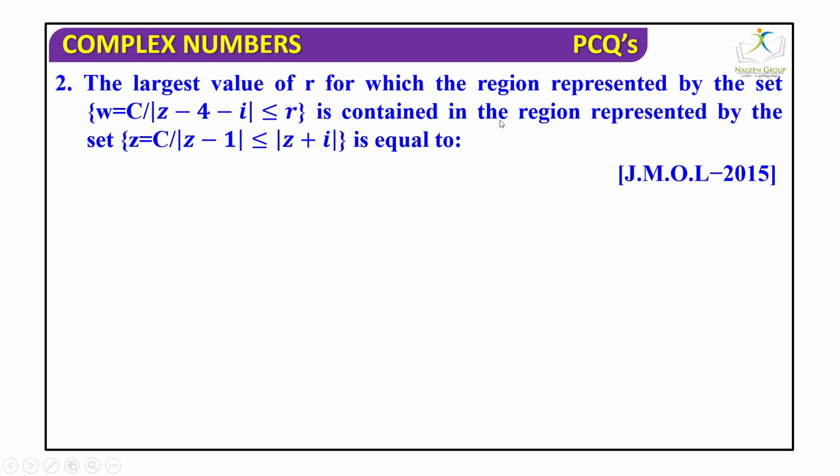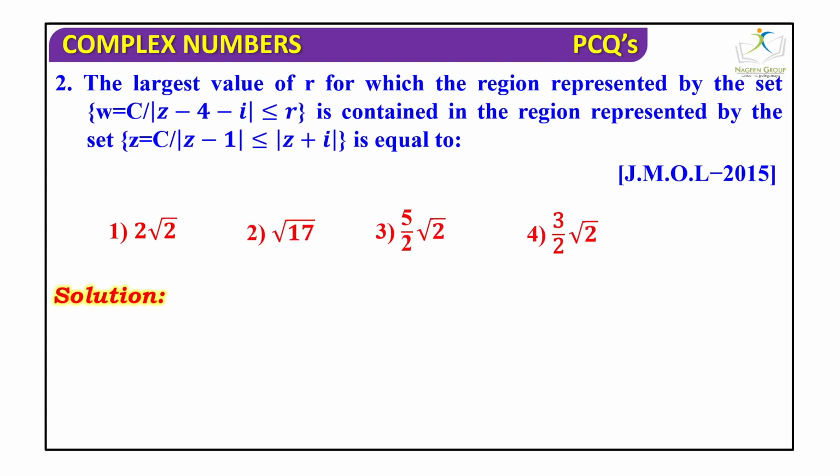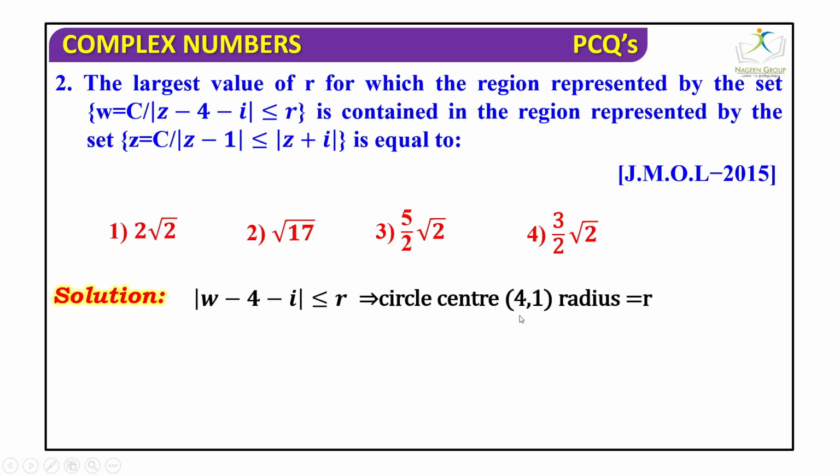It is contained in the region represented by the set Z equals to C, and here it is given modulus of Z1 minus 1 is less than modulus of Z1 Z plus R iota. Now we need to find it. First of all we are taking the first property: modulus of Z minus 4 minus iota is less than or equal to R. From here we say it represents a circle with center (4, 1) and radius equal to R. From here we can find out the value.